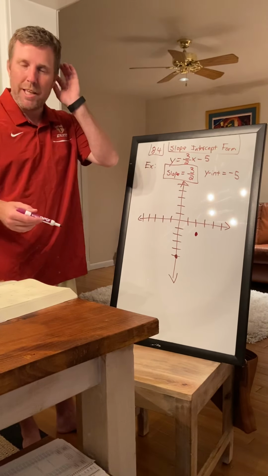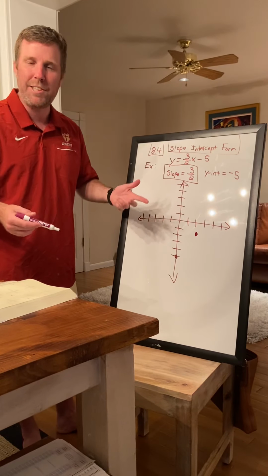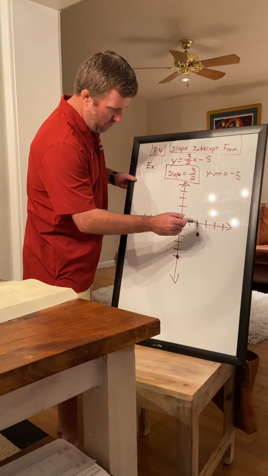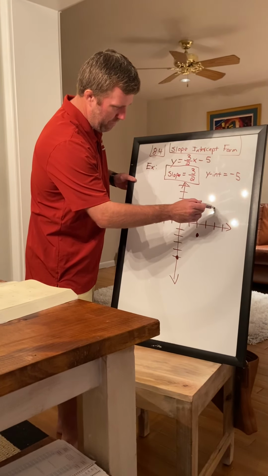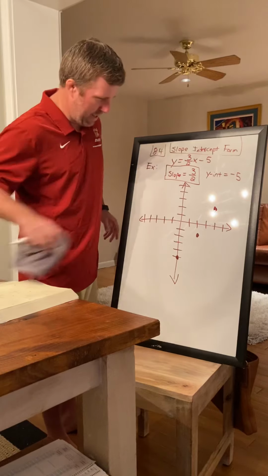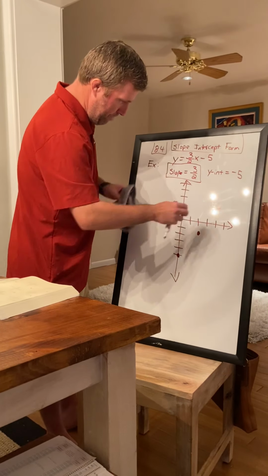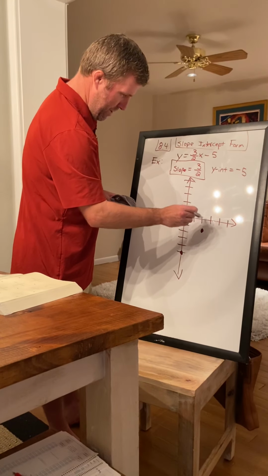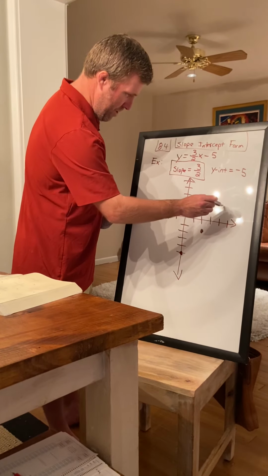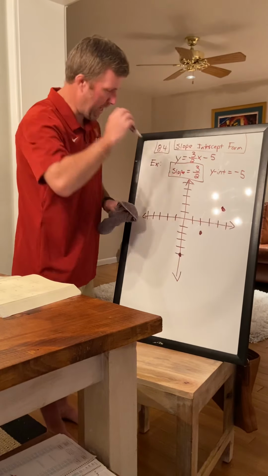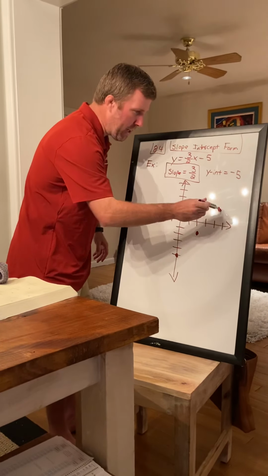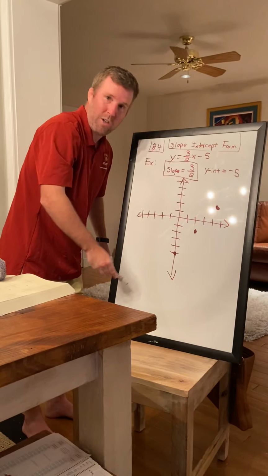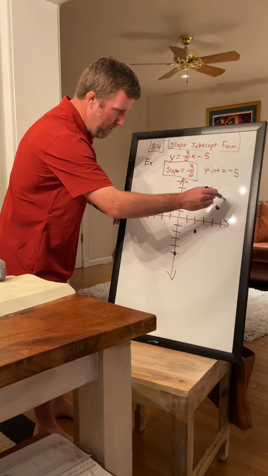Now the best thing about this form, guys, I just keep going up 3, right 2, and I can find as many points as I want. And that's a little bit off. Okay? And I can keep going. Up 3, right 2, up 3, right 2, up 3, right 2. And it would all be on that line.